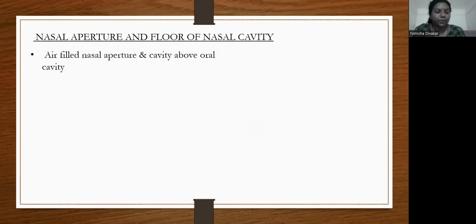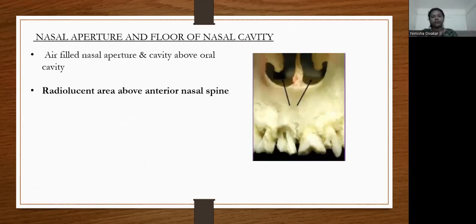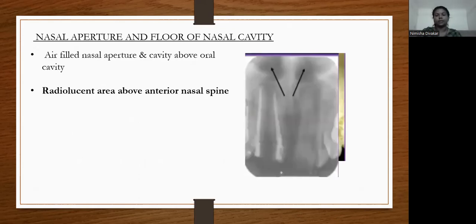Next one is the nasal aperture and floor of the nasal cavity. The nasal aperture is an air-filled cavity above the oral cavity. Since it is air-filled, it appears in a radiograph as a radiolucent area, above the anterior nasal spine. You can see two radiolucent areas which are separated by a radio-opaque vertical line, which is the nasal septum.